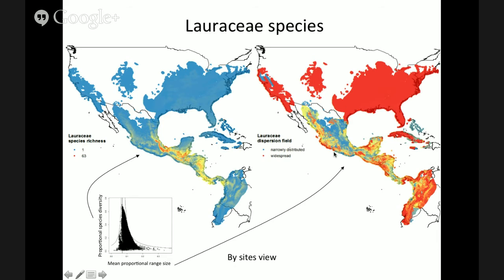If we look at how widespread the species inhabiting those sites are, we have that in the right panel here. That's what we call the dispersion field. In blue, you have areas where you would expect to find very narrowly distributed species on average. And in red, you have what corresponds to very widespread geographic ranges. So you can see there are a few species very widely distributed from the east coast of the US, part of the west coast of the US, and many parts of Mexico.